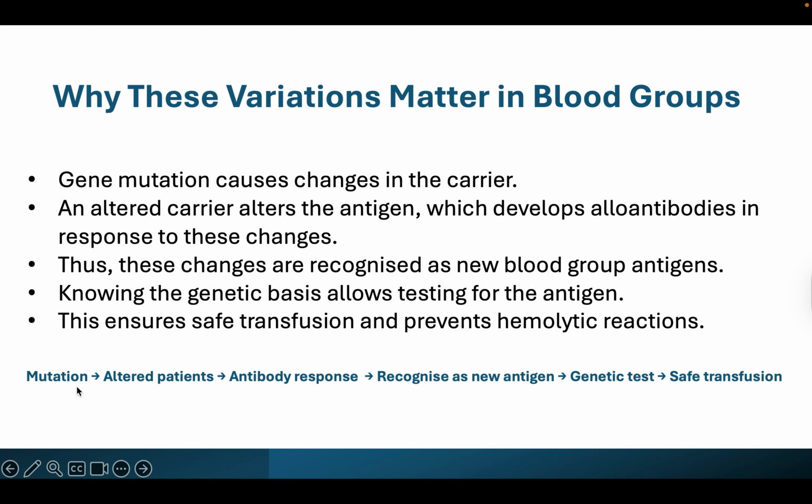So, a mutation alters the protein, or maybe the carrier, I should say. The patient produces the allo-antibody, and this is recognized as a new antigen. We can test for it by genetic testing, and this leads to safe transfusion.